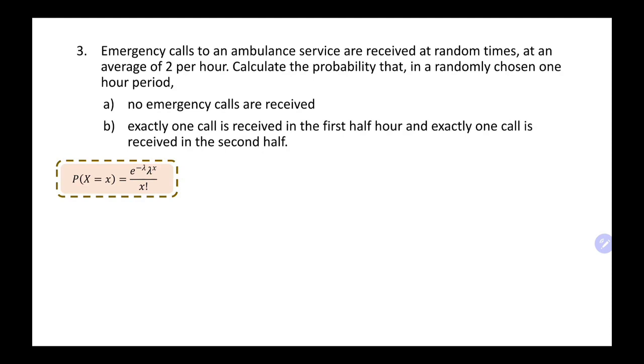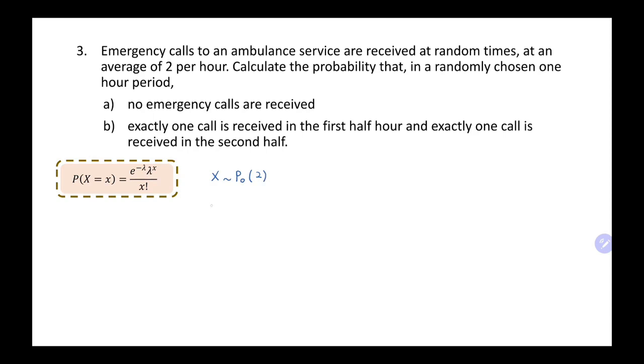Question number 3. Emergency calls to an ambulance service are received at random times at an average of 2 per hour. Means dalam masa 1 jam, dia akan dapat 2 panggilan kecemasan. Calculate the probability that in a randomly chosen 1 hour period, A. No emergency calls are received and B. exactly 1 call is received in the first half hour and exactly 1 call is received in the second half. Okay, first we take out the information. We write X ~ Po(2). This lambda refers to 1 hour.